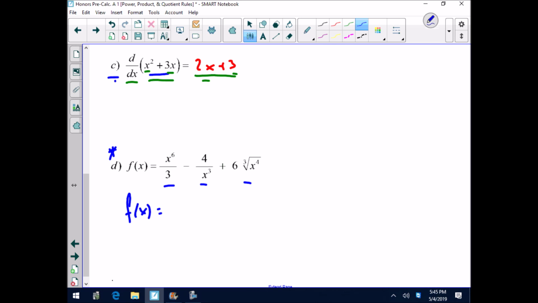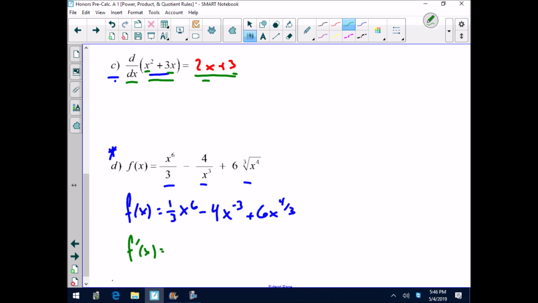This first term, x to the 6th divided by 3, we're going to rewrite as 1/3 x to the 6th, right? And now we've got a constant times x to some power, so we can just take the derivative with the power rule. Our next term we're going to write as 4x to the negative 3. Again, we've got a constant times x to some power. We can again just take the derivative with the power rule. Our last term, 6 times the cube root of x to the 4th, we can rewrite as 6x to the 4/3, right? And now when we go through and take the derivative term by term, we're just multiplying in front by that power and subtracting 1 in the exponent.